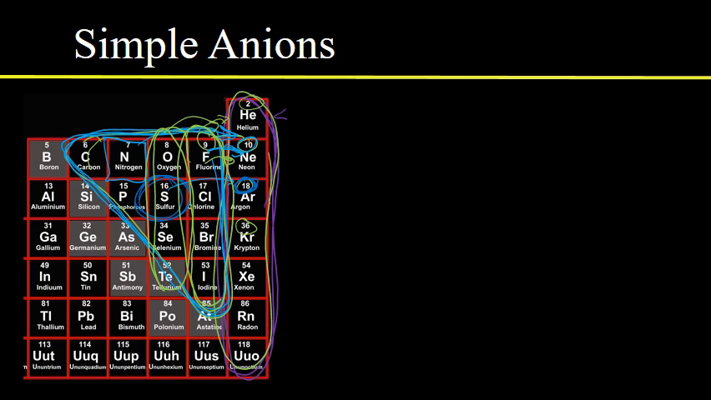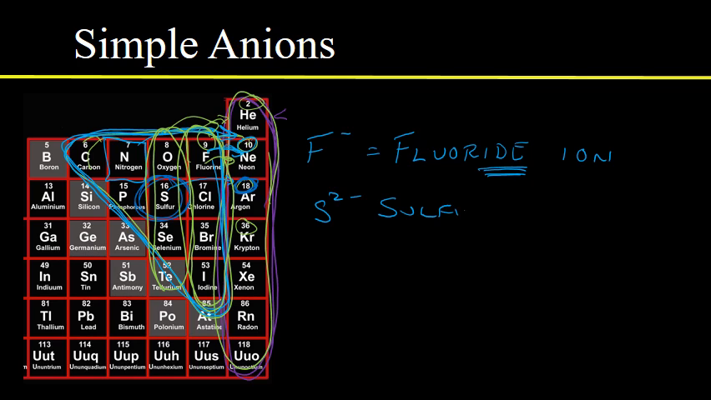All right, so that's the charge. And then for the name, for all of these, you just take the end of the element name and substitute the suffix -ide. So that would be a fluoride ion, S2-. It's a sulfide ion.